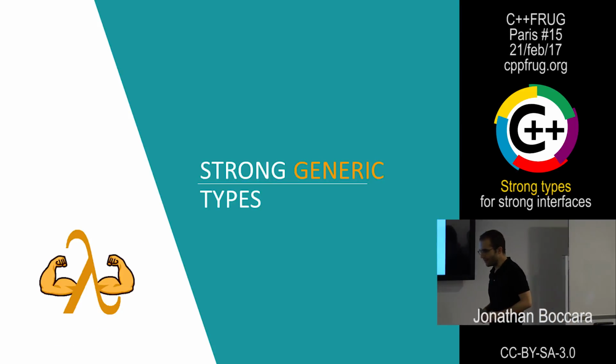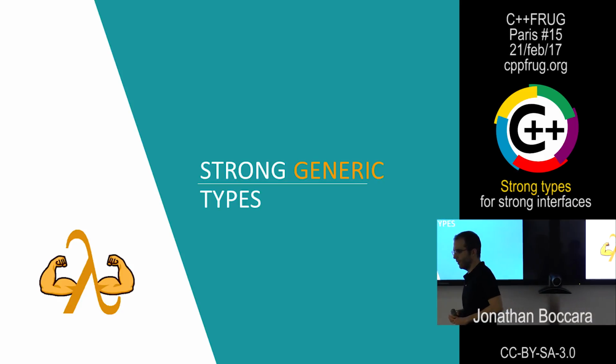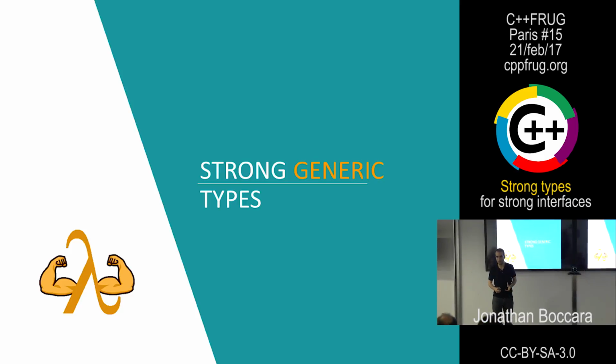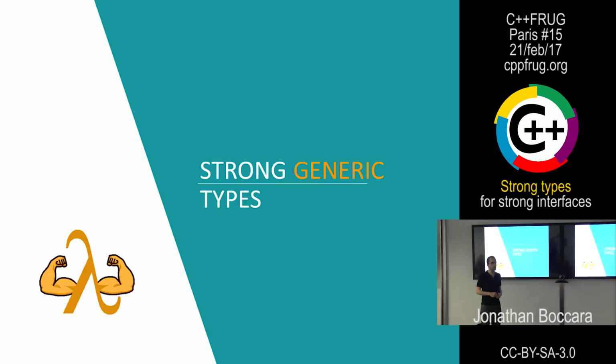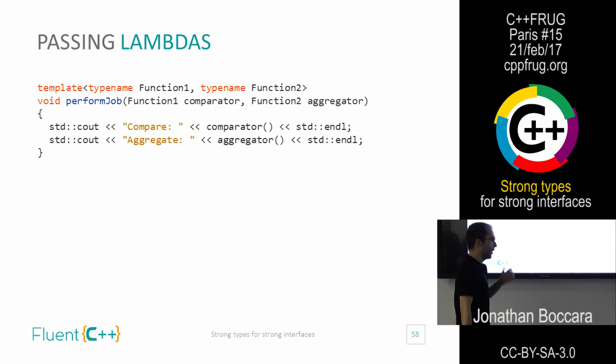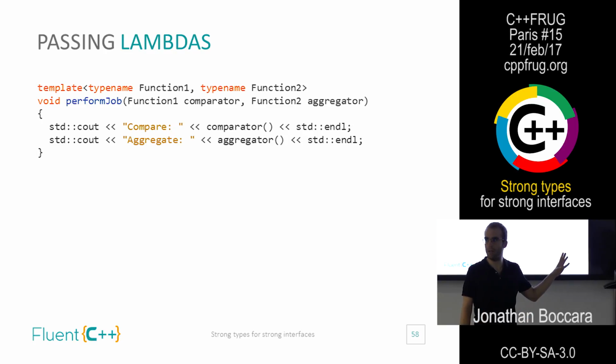A completely different topic, so we're moving away from references, is to do strong typing over generic or unknown types. And by unknown types, I'm thinking about lambdas. So let's consider the following example. It's actually a real life example. It's a true story that happened to me.